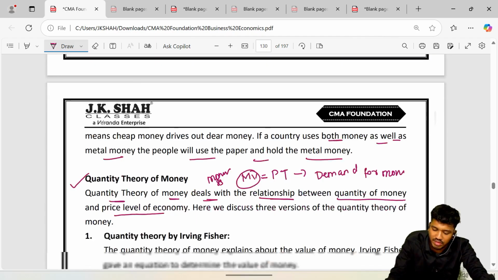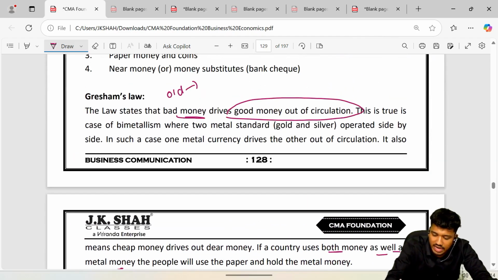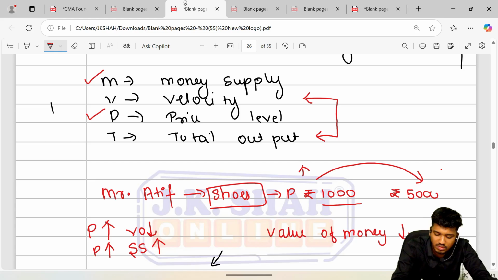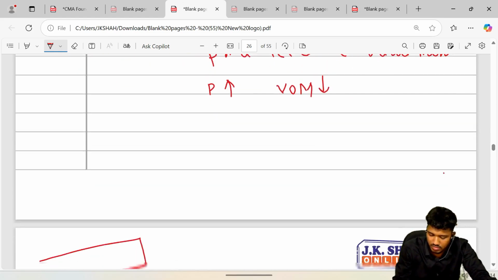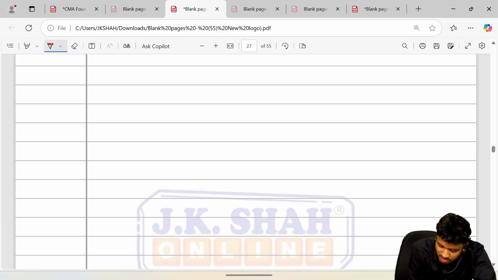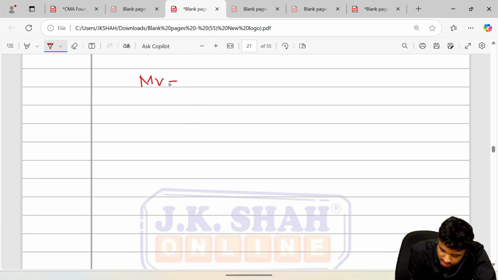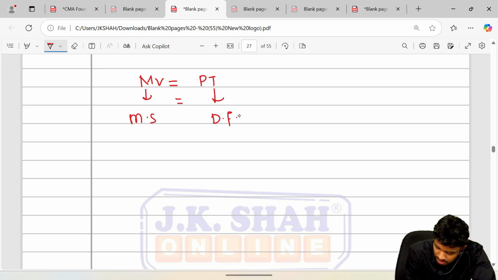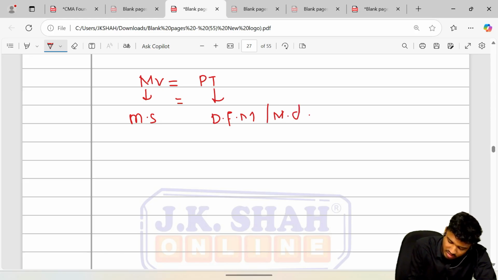So concluding, what I meant to conclude with you all: Irving Fisher has given an equation called MV equals PT. MV is called the money supply and PT is called the demand for money, or basically the money demand. Next, M individually is money supply again.